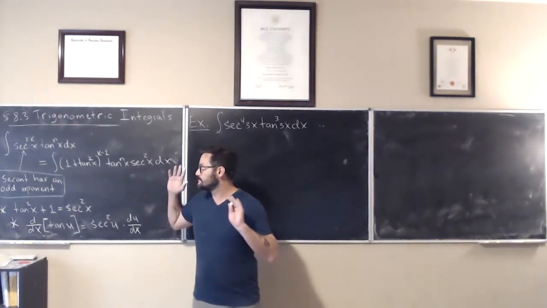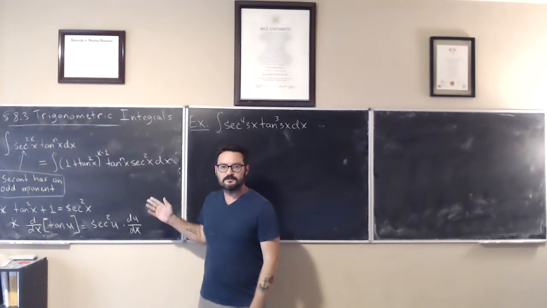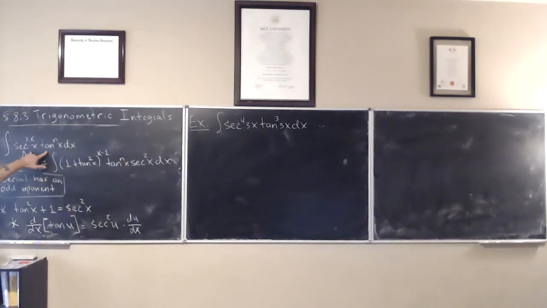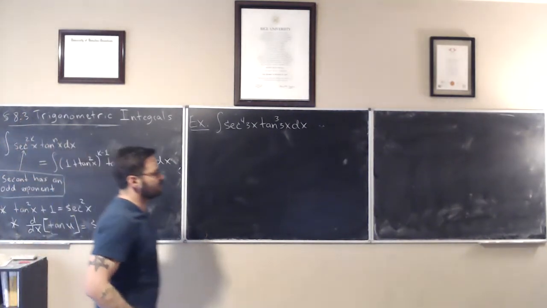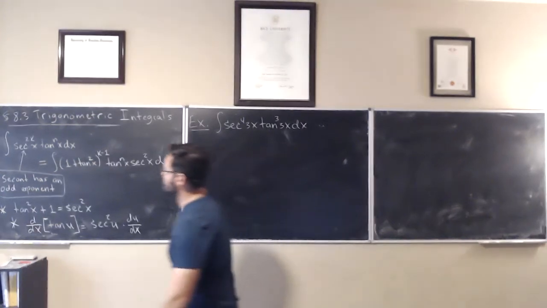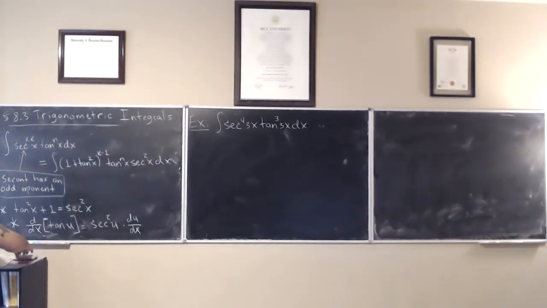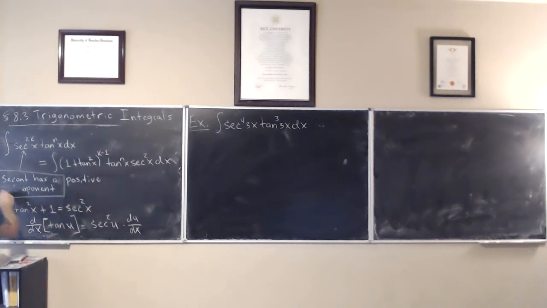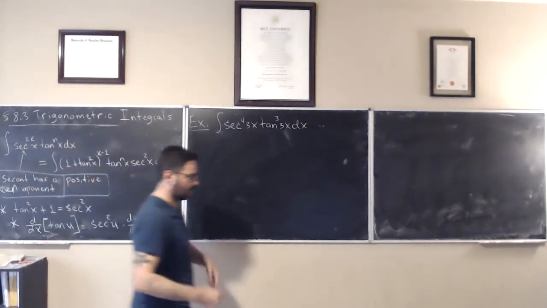Still, we're back on secant and tangent trig integration. In this instance, we're looking at products of secant and tangent where secant has an even and positive exponent. Why do I have odd? It should say has a positive even exponent. That's what it should say. So secant, when it has a positive even exponent, even being 2 times an integer.